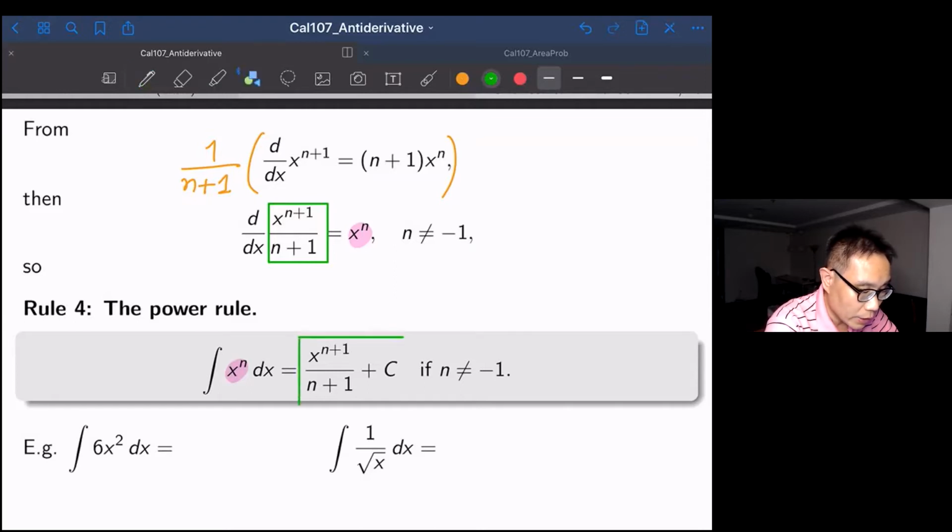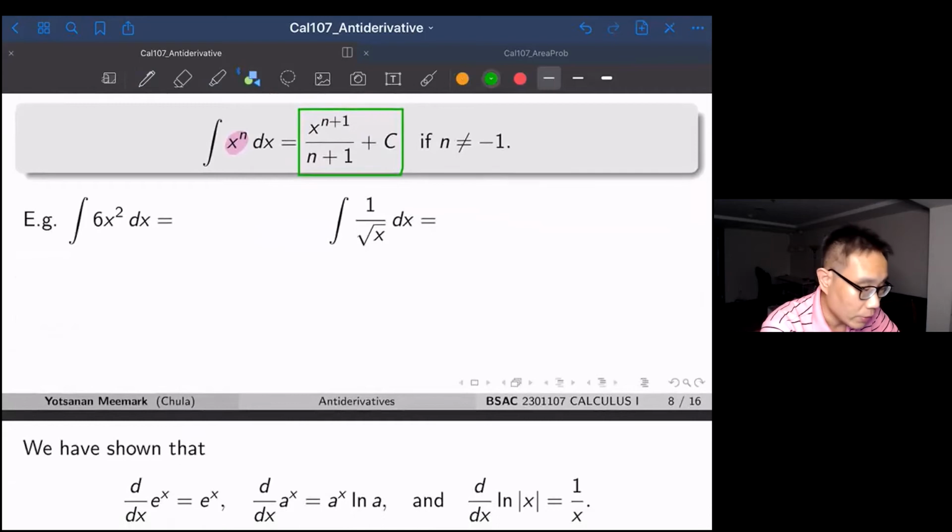So this one is called the power rule. It can be used when n is not equal to negative 1. So the antiderivative of x to the n turns out to be x to the n plus 1 over n plus 1 plus c.